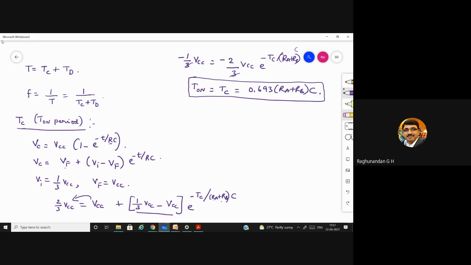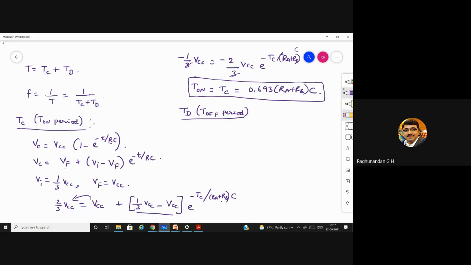In the same way, we need to find the discharging time Td, which is the T off period. The T off period with respect to the multivibrator is Td, the time taken by the capacitor to discharge, which gives the off period of the multivibrator.